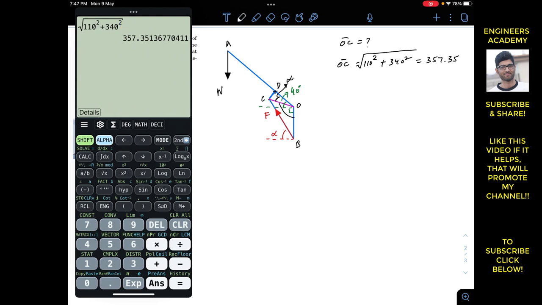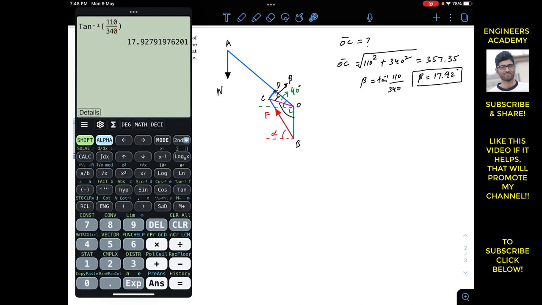Now let's say this angle is beta, which is the angle of OC with OD. For that we have to apply tan beta. So tan beta will be equal to the perpendicular divided by the base. The perpendicular is CD, which is 110, and OD is 340. To find beta, we have to take tan inverse of 110 divided by 340. This gives us beta equal to 17.92 degrees. So now we know the angle of OC with OD.